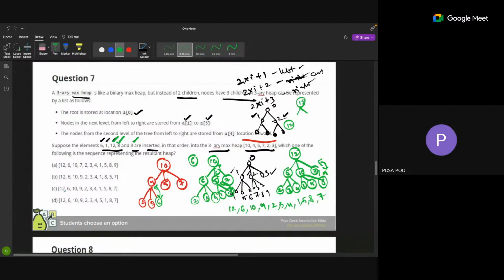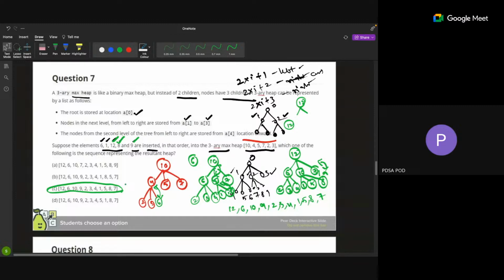Please check it. Which one is the right answer? 12, 5, 10, this is okay. Up to 9 is okay. 3 and 4 is also okay. 1 and 5 and 8 and 7. So this is the right option. Please check that it is satisfying whatever heap is created. We have an already existing heap, and we are inserting the heap elements. Whenever required, you are doing heapify. That's like bottom up. It's straightforward, nothing great we are doing.